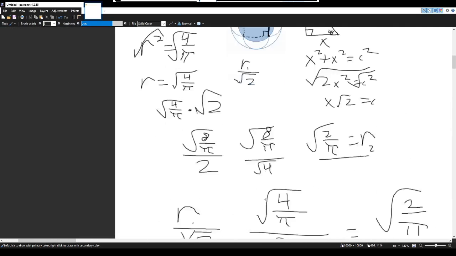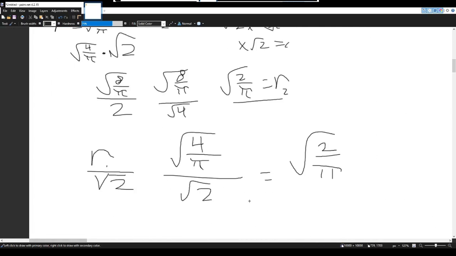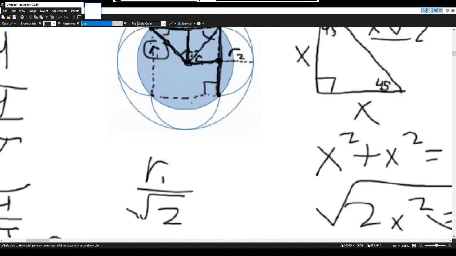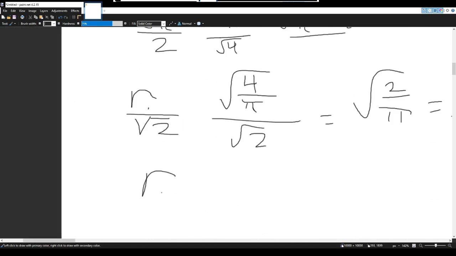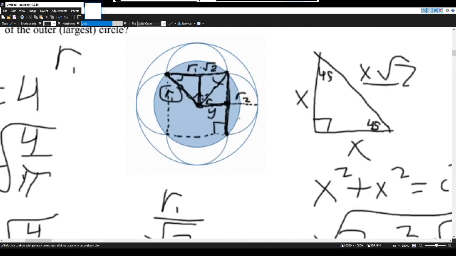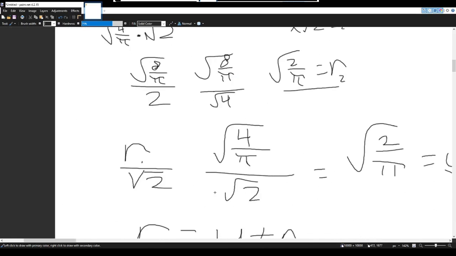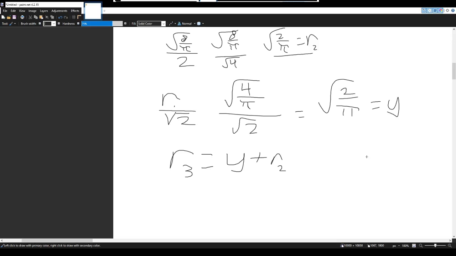But this, let's see, what do we want to call this? New variable. Let's just call this, I don't know, y. Sure, why not, right? Okay, so that's y. So now we want R3, which is going to be y plus R2, right? Because we want this bigger radius, the radius right here for this entire circle, which is going to be this R2 plus this y. These two together. So these are actually the same thing.